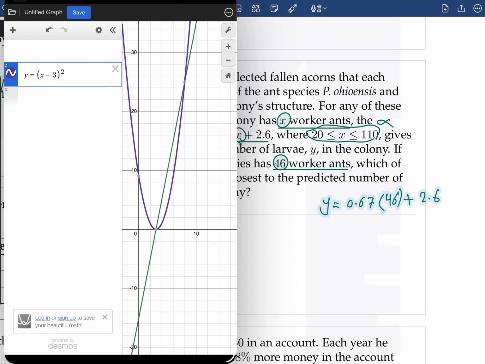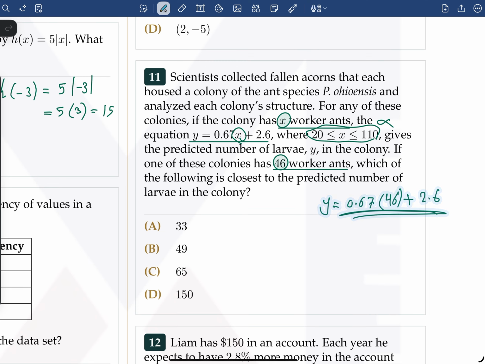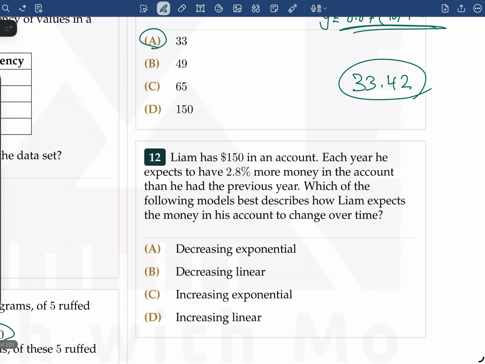So we can do that here on Desmos without even writing y, we just need to get the value of these. So 0.67 multiplied by 46, and then outside we write plus 2.6, and our answer is 33.42. 33.42, which is very close to what? To letter A, 33. The question says closest, or the number that is very close to the answer. So letter A is our answer of question number 11.